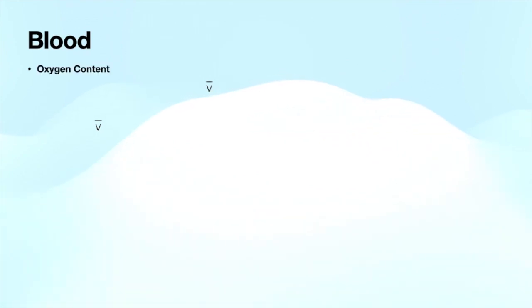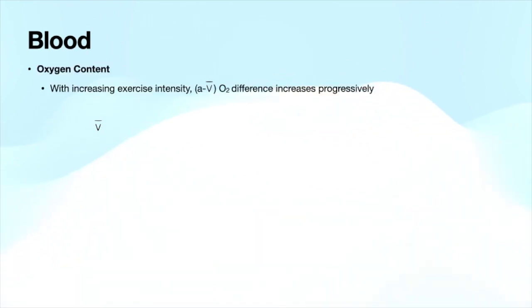With increasing intensity of exercise, our AVO2 difference increases progressively. AVO2 means arteriovenous oxygen difference. This is the difference between the oxygen content of the arterial blood and the mixed venous blood. Again, arteriovenous oxygen difference, or AVO2 difference.